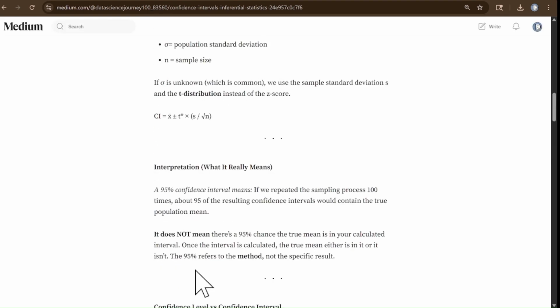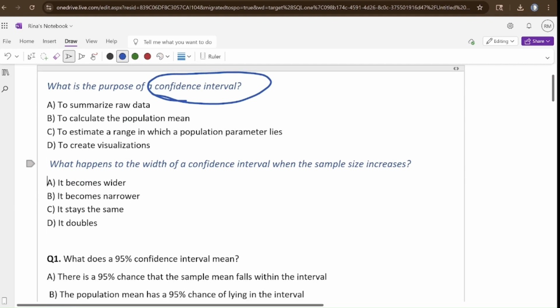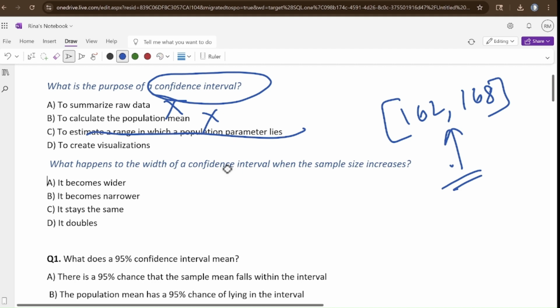Fine, so this is it. Now we are going to do the MCQs. First question: what is the purpose of confidence interval? To summarize raw data? No. To calculate population mean? No. To estimate a range in which the population parameter lies? Exactly. It is a range like 162 to 168, and I want to say that the mean height lies here.